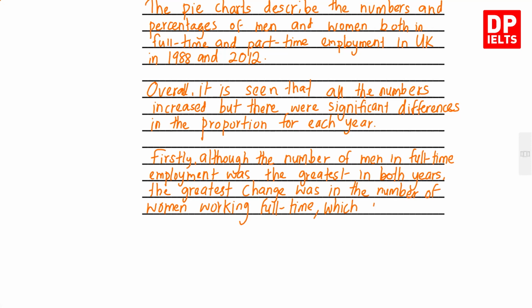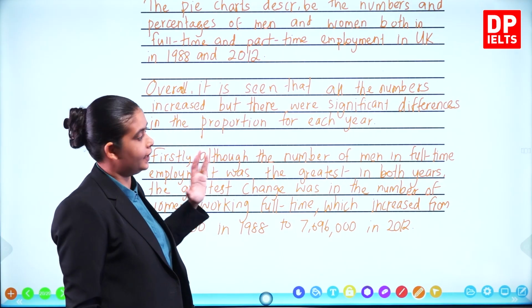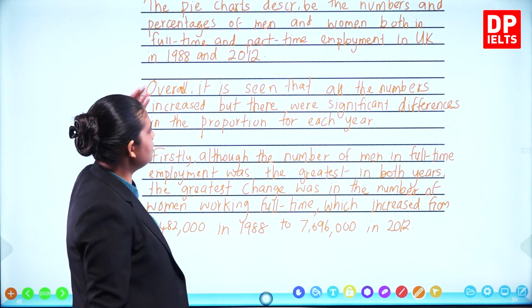which increased from 4482 in 1988 to 7696 in thousands in 2012. Right, so overall I have written that the numbers have increased.